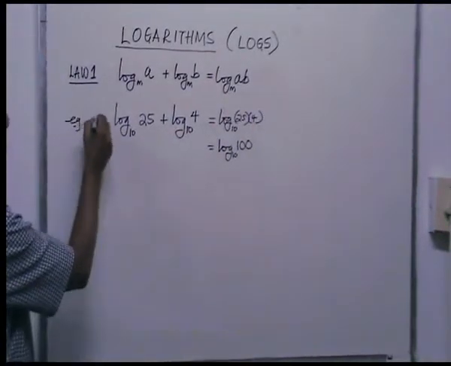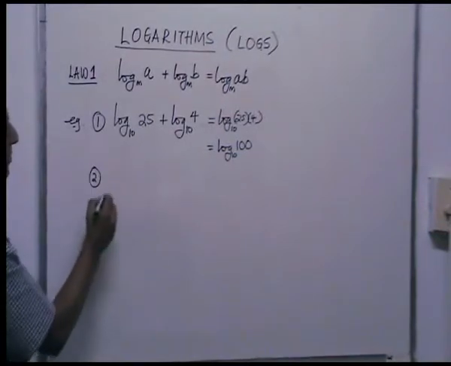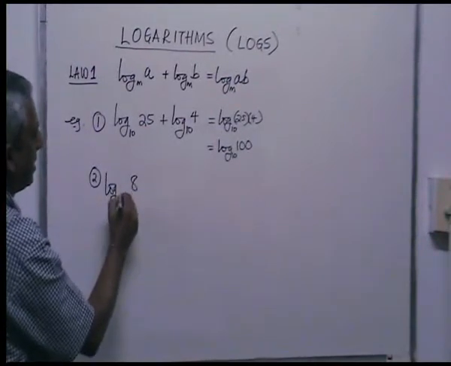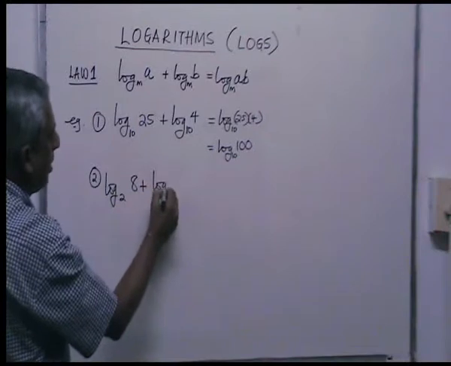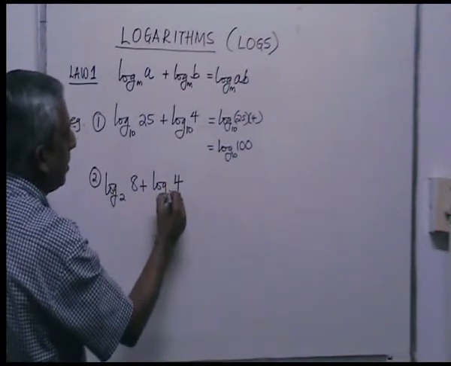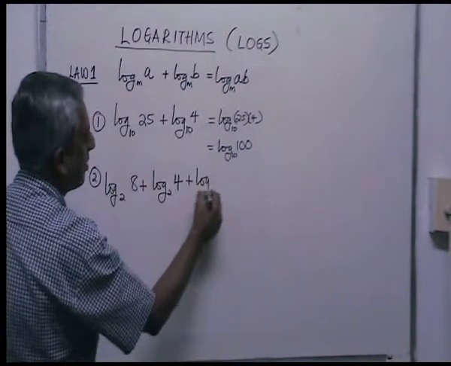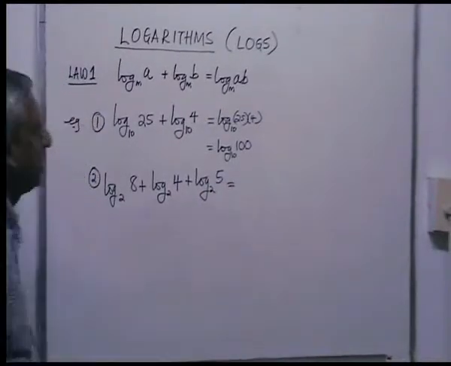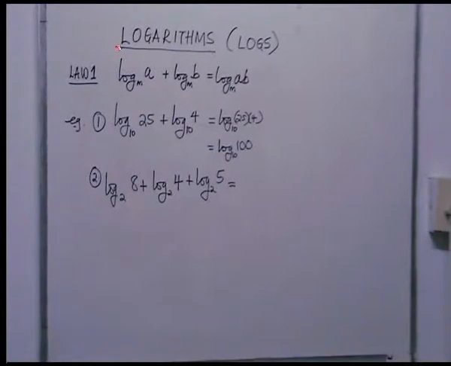So we'll call this example number 2. Log of 8 to the base 2 plus log of 4 to the base 2 plus log of 5 to the base 2 is equal to. Now, although the law only shows you 2 numbers there, you can have more than 2 numbers, provided the base is exactly the same. If there's 2 numbers, you multiply the 2 numbers. If there's 3 numbers, you multiply the 3 numbers.